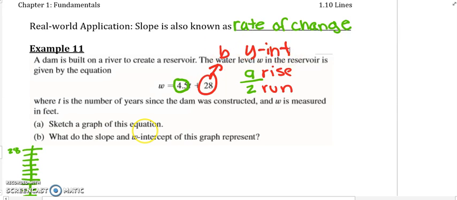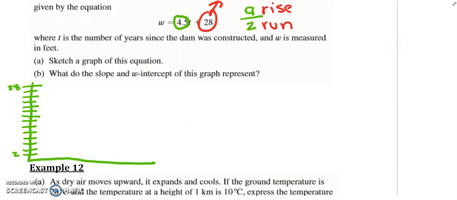It says, hey, sketch your graph. So I am going to count in twos, and it's going to start at 28, and then it's going to rise 9, so that's 2, 4, 6, 8, and run 2. It's going to look something like this. It's going up, and it starts pretty high. When it says sketch, it doesn't have to be really great.